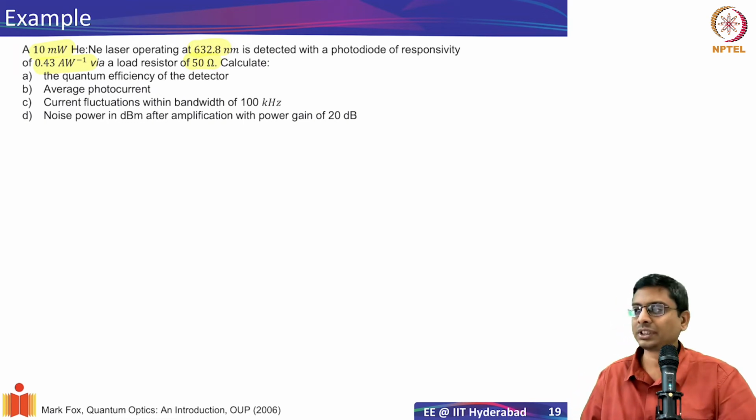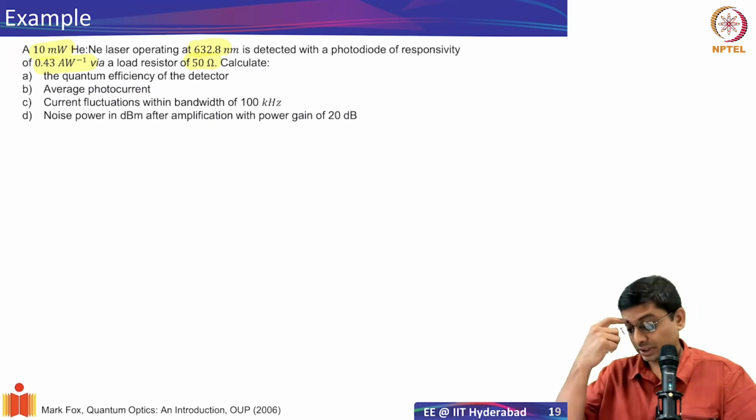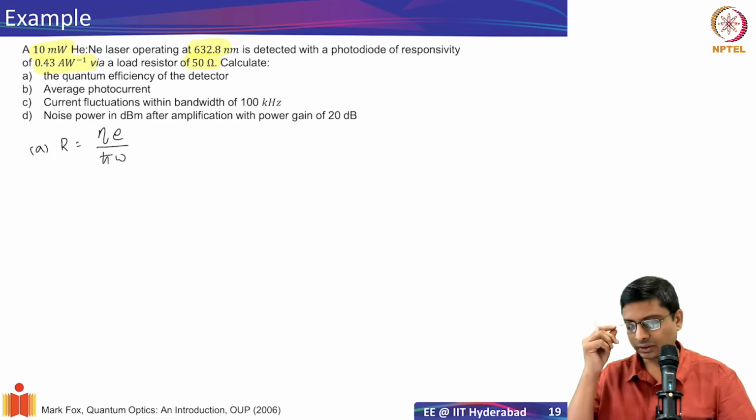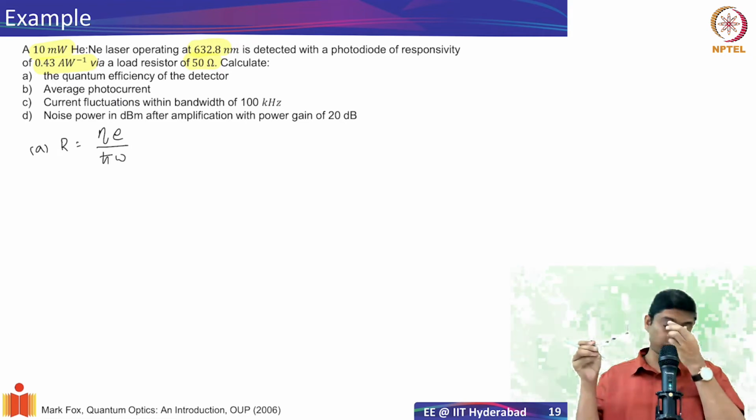If you want to determine the quantum efficiency, we know the responsivity, right? So the responsivity is given by what? The responsivity is going to be equal to eta times E divided by h cross omega, right?